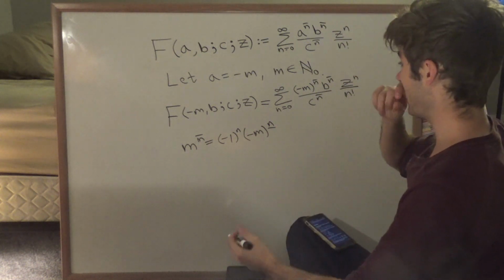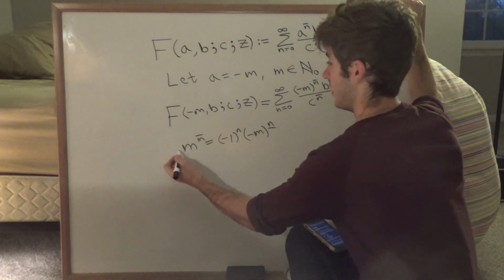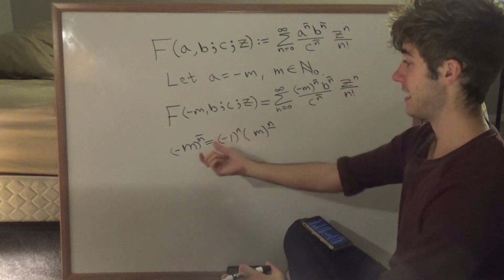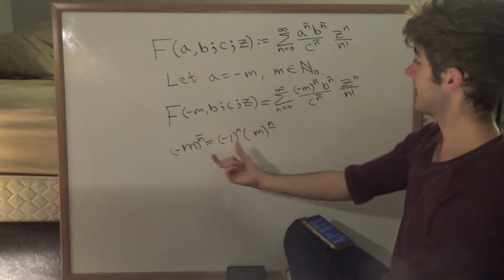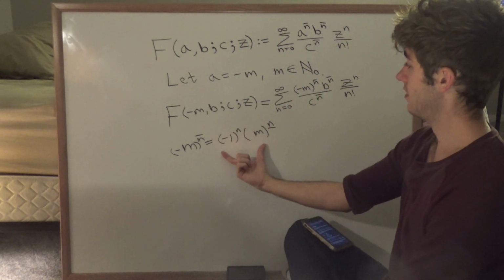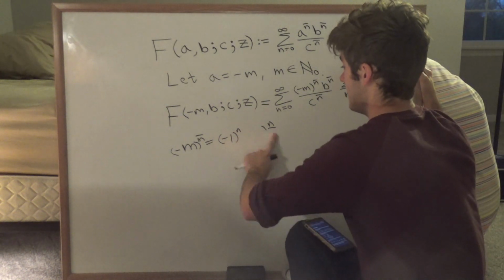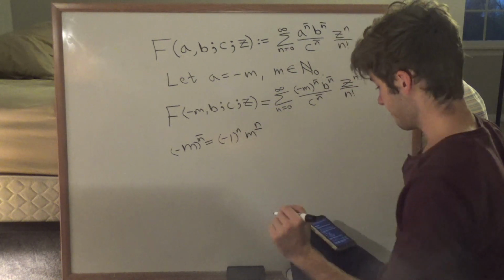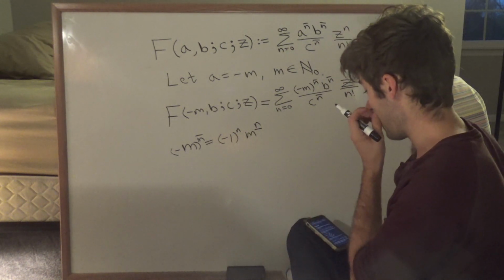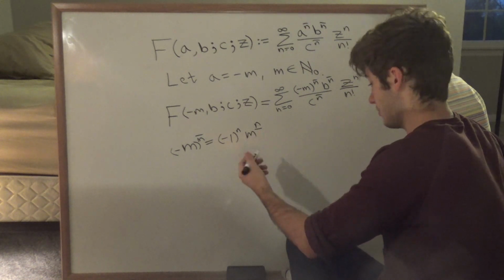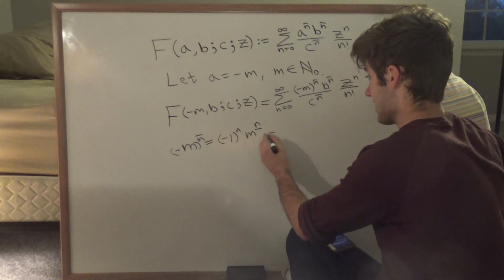The point of me doing that is because I can now plug in -m here, and that becomes +m, because I'm just plugging in -m wherever I see m. And notice that I can replace this, which is here, with this right here. And this is just -1 to the n times the nth falling factorial of m. And then we just have to recall how we can write the nth falling factorial of m using factorials, and that can be easily rewritten.